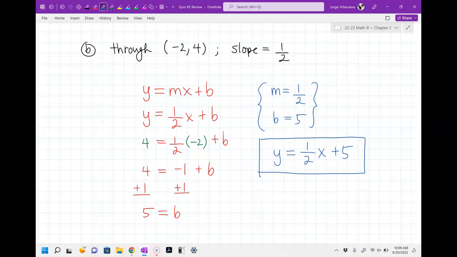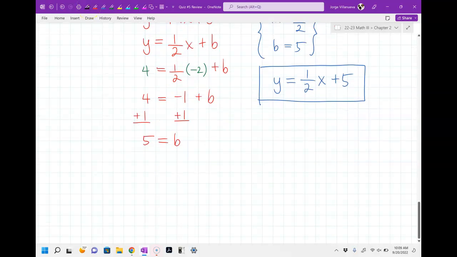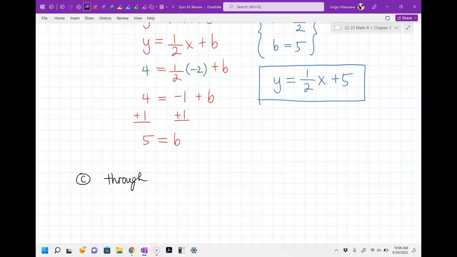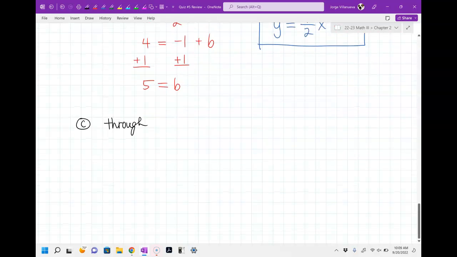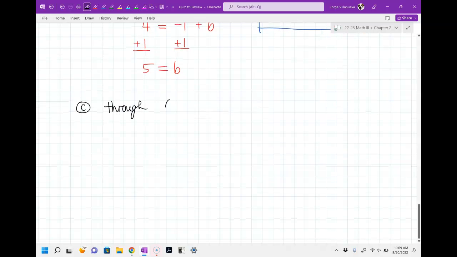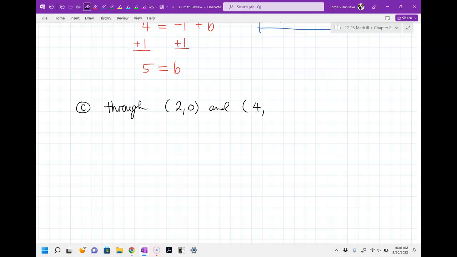There's one more of these types, and then the last problem is a parallel problem, and I think I should have enough time. Yeah, so that's good. I'll be able to get through all the types of questions. So this one is going to be the toughest of them all, and it's going to say through, we'll say 2 comma 0, and we'll do 4 comma 8.